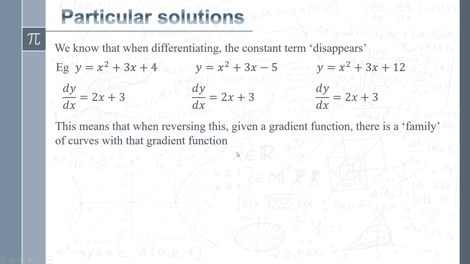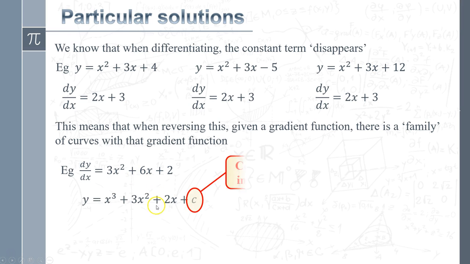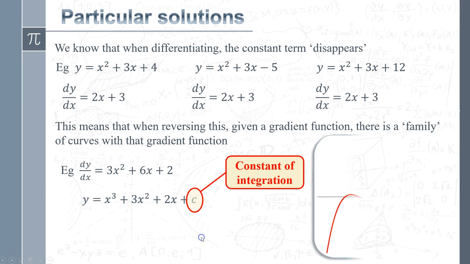But what it means is that if I started off with a function like this, a gradient function, reversing this particular function would get me back to a family of curves, essentially an infinite set of curves, because I don't know what the number on the end would be. So for example, here we've got the gradient function 3x squared plus 6x plus 2, and I do some integrating, add 1 to the power, divide by the new power, that's what we get. There's my constant of integration that you saw in the last video.